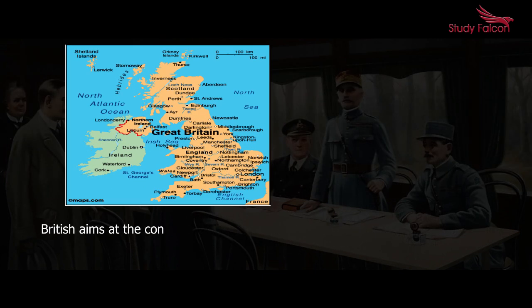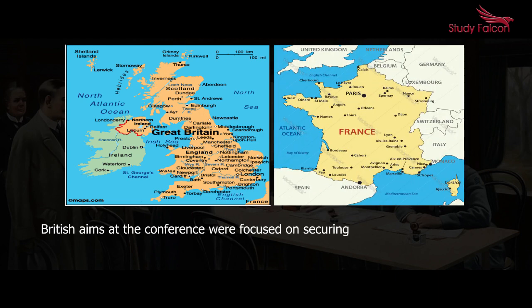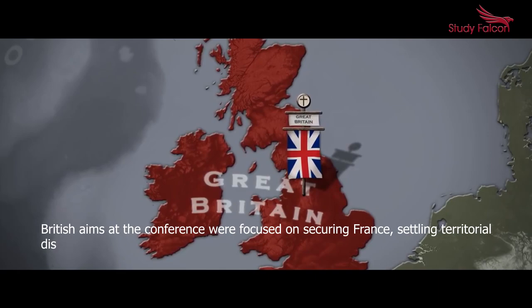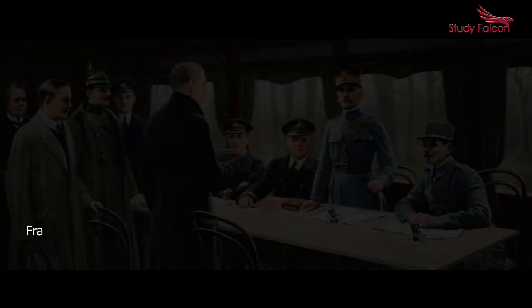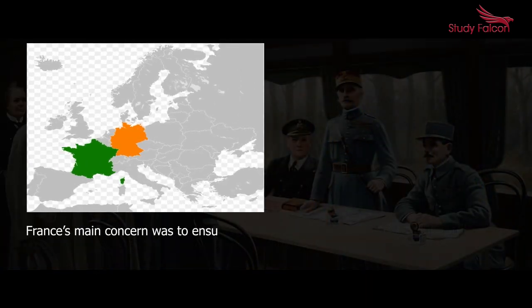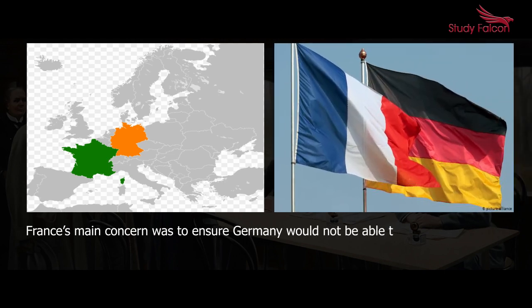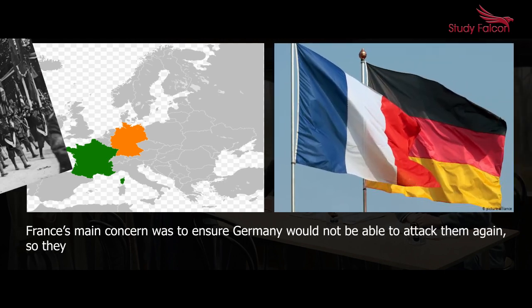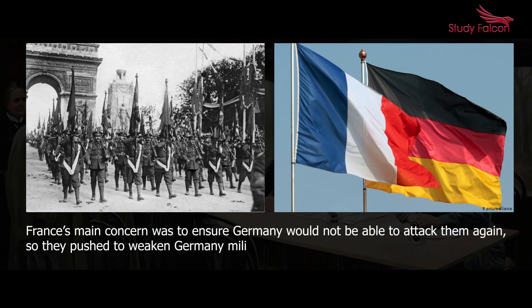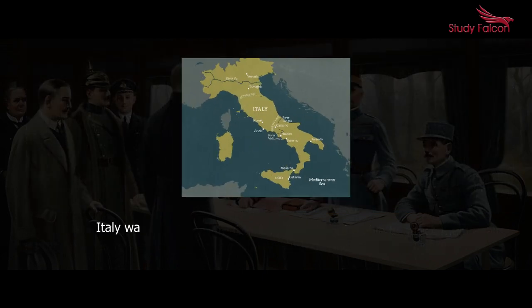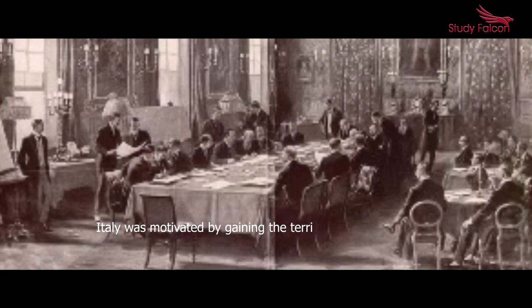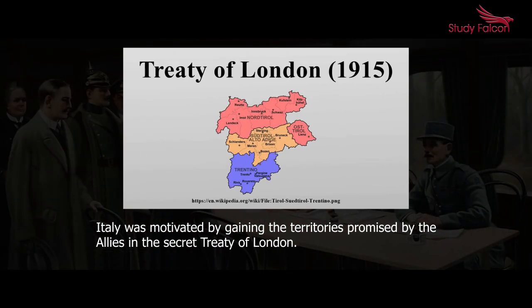British aims at the conference were focused on securing France, settling territorial disputes, and maintaining their colonial holdings. France's main concern was to ensure Germany would not be able to attack them again, so they pushed to weaken Germany militarily, strategically, and economically. Italy was motivated by gaining the territories promised by the Allies in the secret Treaty of London.